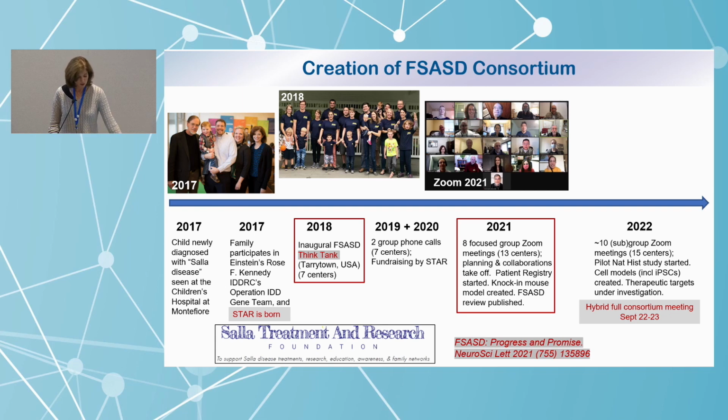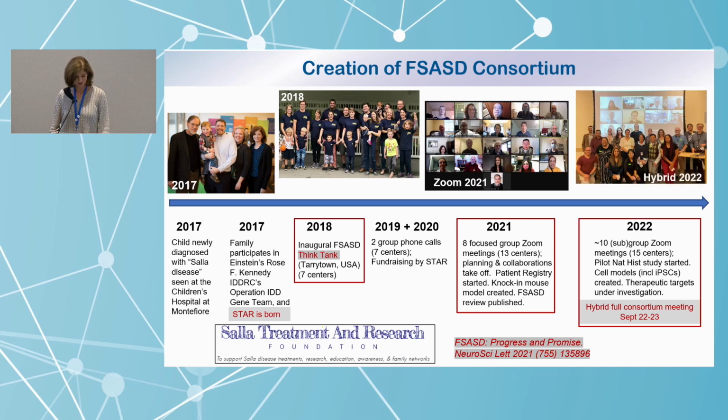We had 8 focus group Zoom meetings. Now, instead of just 7 centers, we were up to 13 centers, and the planning and collaborations began to take off. We started a patient registry, a knock-in mouse model was created, and an FSASD review was published. And this is a nice picture of one of those Zoom calls.